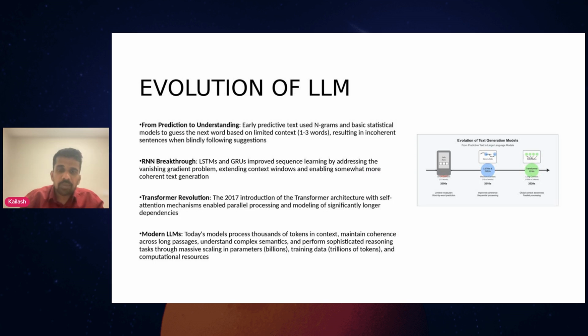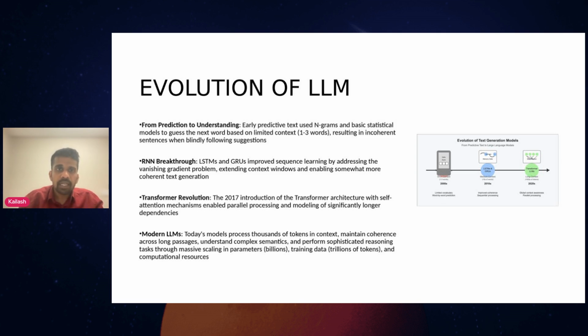So the next one is the evolution of LLMs. LLMs, or the next word token prediction, is not something new. It has been around for decades now. Initially, it started with n-gram prediction, which basically uses statistical models to guess the next word based on limited context. Then came the recurrent neural network.